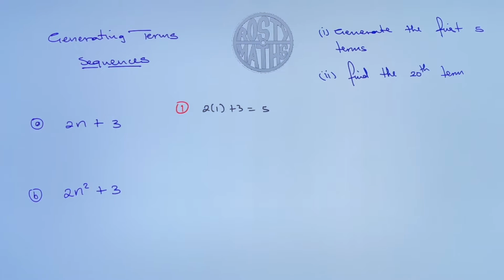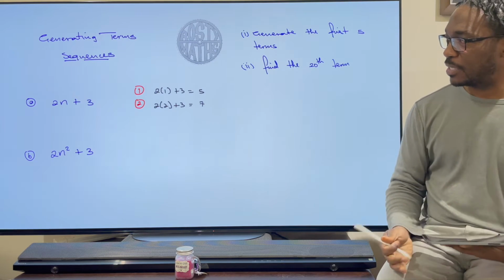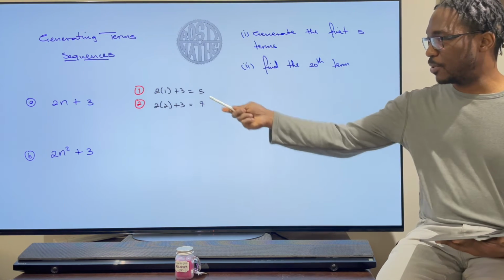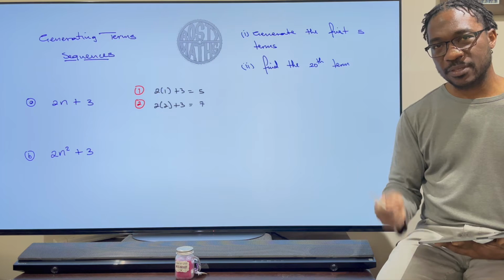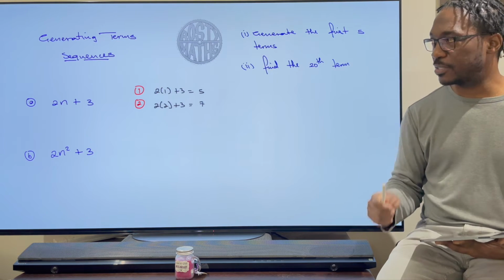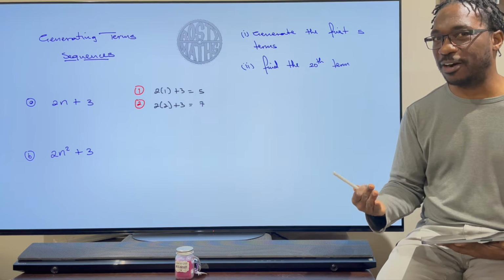The next term, in the number 2 position, is 2 times 2 plus 3, which is 4 plus 3, which is 7. Now hold on a minute. Do you honestly think I'm going to work all of them out? Well, no, because this is a sequence after all.